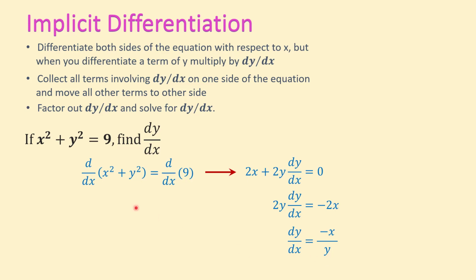Let's make a brief review of implicit differentiation. Take the derivative of both sides of the equation with respect to x. After completing differentiation, isolate dy over dx. That's it. Very simple. Let's try some more examples.